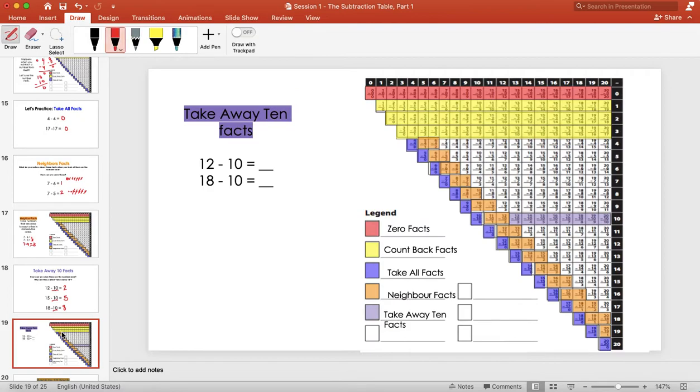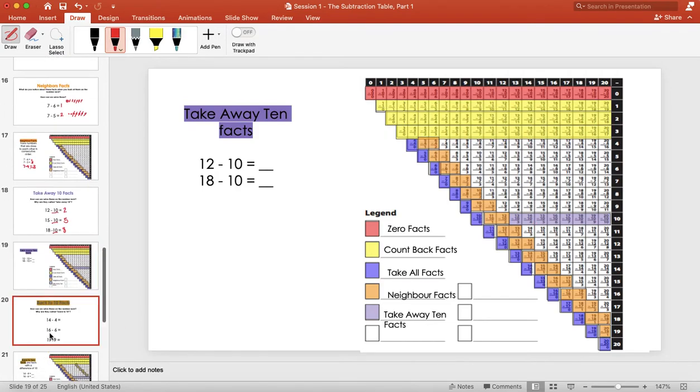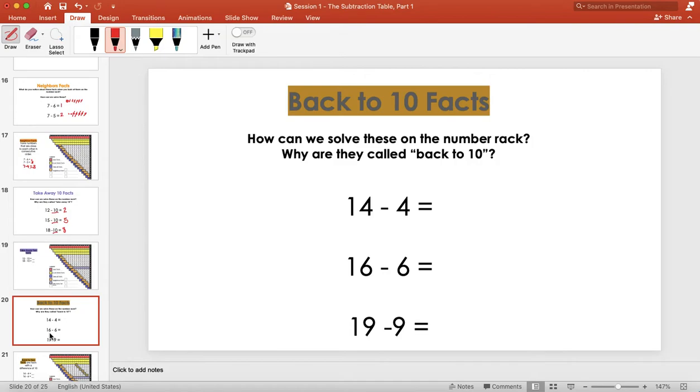So let's look at these on the subtraction chart. So take away 10 facts. They're right here. So we have 10 minus 10 is 0. 11 minus 10 is 1. 12 minus 10 is 2. 13 minus 10 is 3. 14 minus 10 is 4, and so on. They're right here. All right, let's look at back to 10 facts.